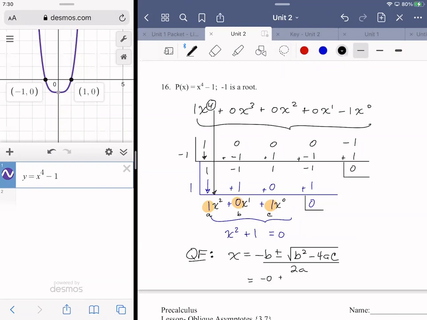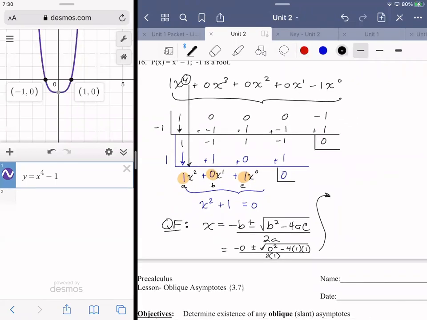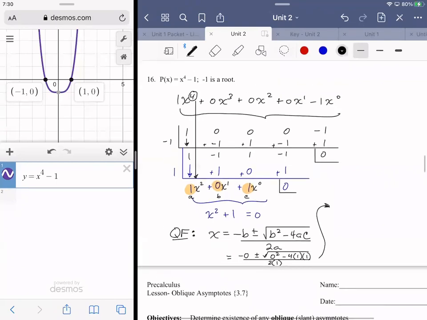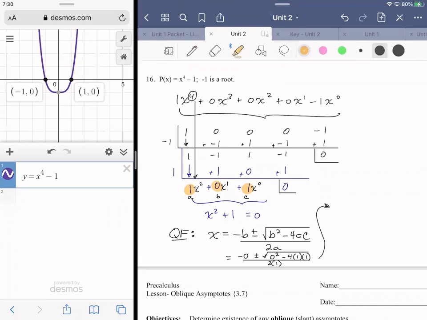Negative 0 plus or minus the square root of 0 squared minus 4 times 1 times 1 all over 2 times 1. All right, so I know I have my two real roots, -1, +1. I'm just looking for the other two because if I have a polynomial with a degree of 4, there should be 4 unique roots. Just a question of whether they're real or imaginary.